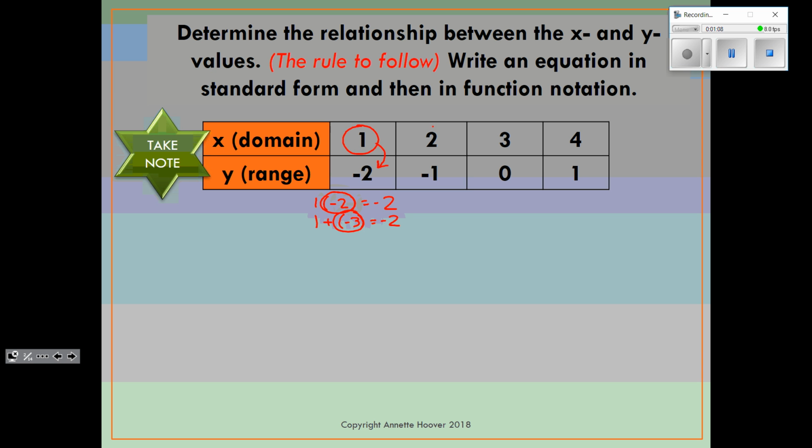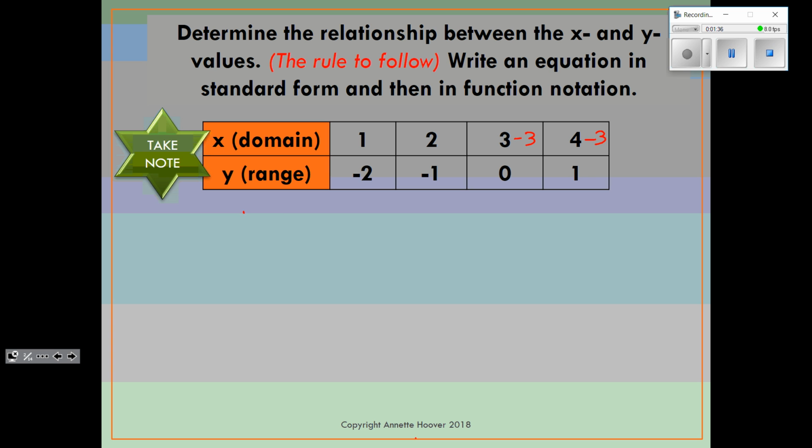If we take the next input, which is 2, and we multiply times a negative 2, that would make a negative 4. That does not work. If we take the 2 and we subtract 3, that would result in a negative 1. That works. Let's just see if it works for the next two inputs. For 3, if we subtract 3, that would make a 0. If we take 4 and we subtract 3, that would make a 1. So that is the rule that we're following.